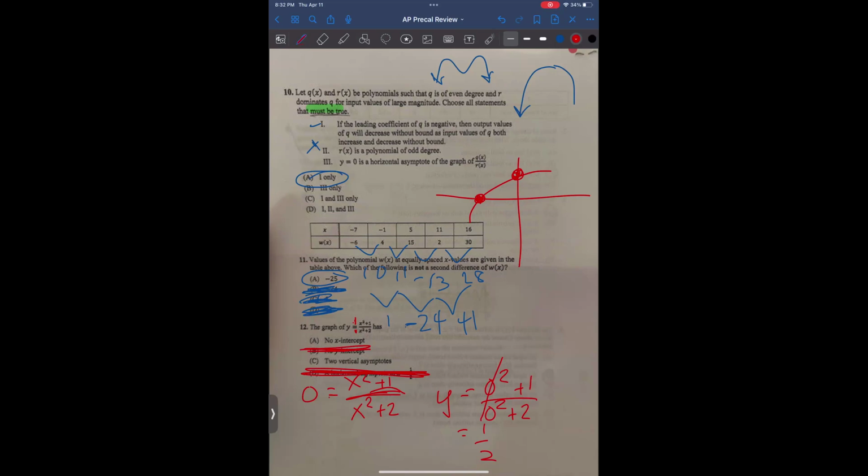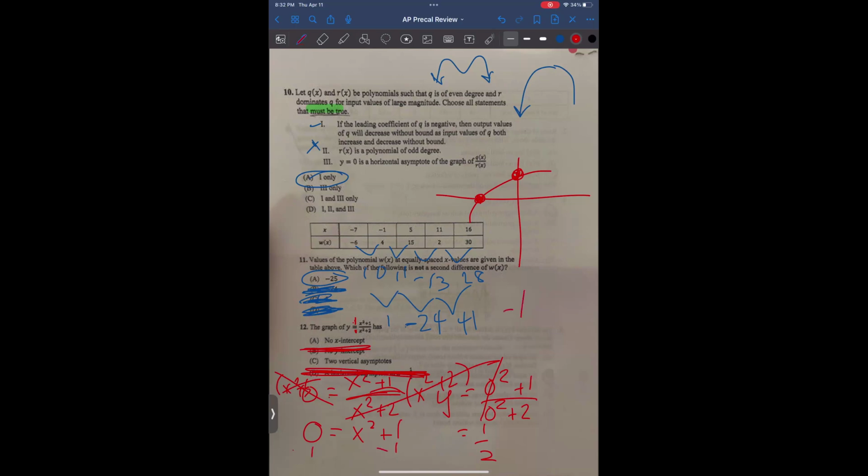Now, for the x-intercept, what's the first thing I want to do here? Multiply by x squared plus 2 to both sides. Now, over here, 0 is going to stay there, but my denominator cancels out, and I'm left with x squared plus 1. Now what do I do? Subtract 1.